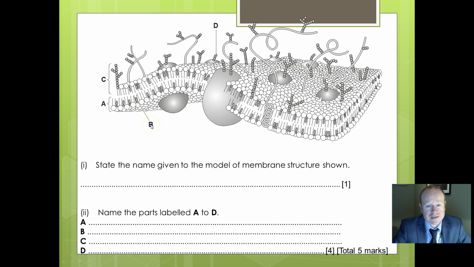B, cholesterol molecule. That should be pretty obvious, the cholesterol distributed throughout. C is a glycolipid, so it's a carbohydrate group joined to a lipid molecule or a phospholipid. And then D, well, again, you've got a carbohydrate chain joined to a protein, so it's a glycoprotein.